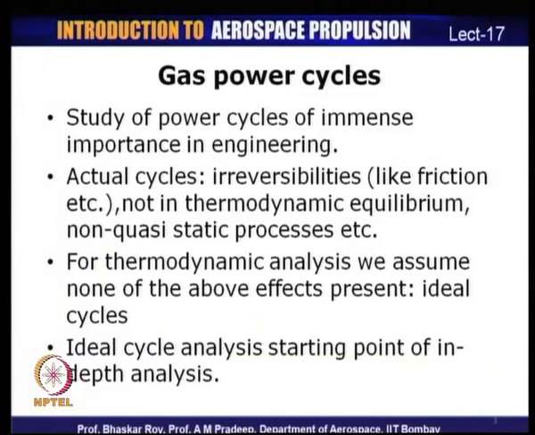All actual cycles are affected by irreversibilities like friction and other aspects of irreversibilities, and actual cycles do not have thermal equilibrium throughout their process, and obviously they are non-quasi-static processes. And that is the reason why actual cycles have efficiencies which are lower than that of their ideal versions. For the thermodynamic analysis, which we shall be carrying out today, we shall be assuming that none of these effects are present. That is, there are no irreversibilities, the cycle is in thermodynamic equilibrium, and the process is quasi-static. With these assumptions, we have an ideal cycle.